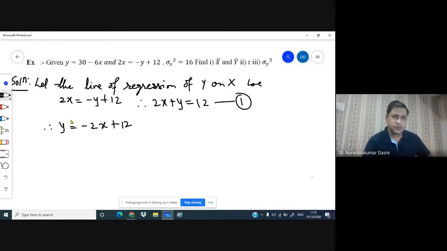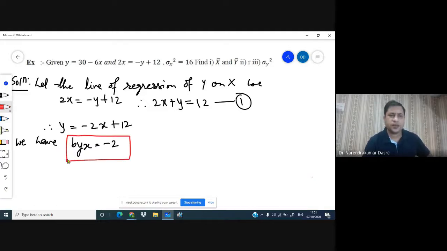So if this is a line of regression, then we get byx is equal to minus 2. So here we got byx is equal to minus 2, that is, the slope of the line is going to be minus 2. And I consider this as equation 2.